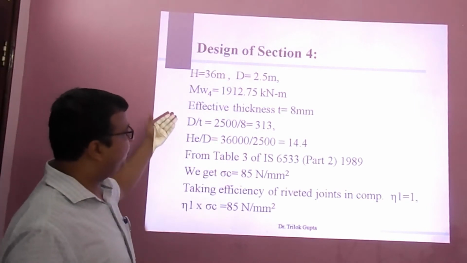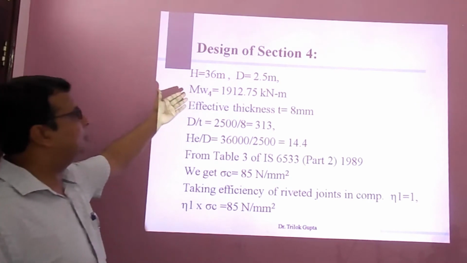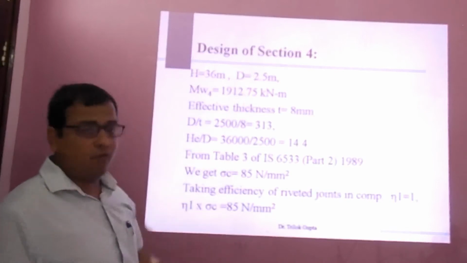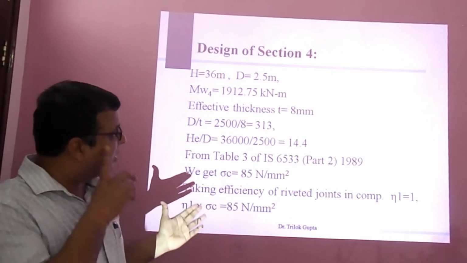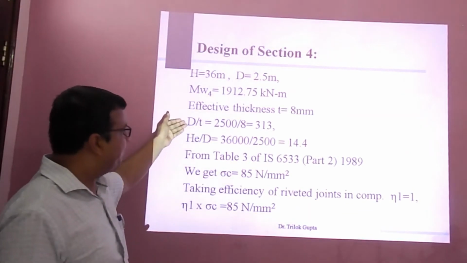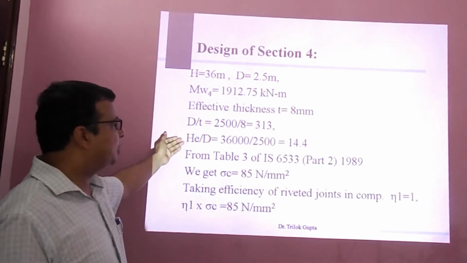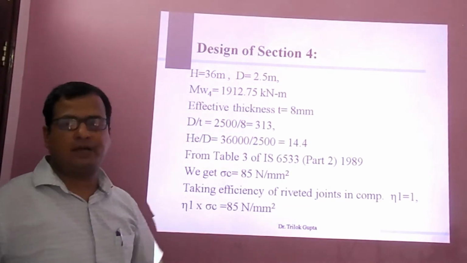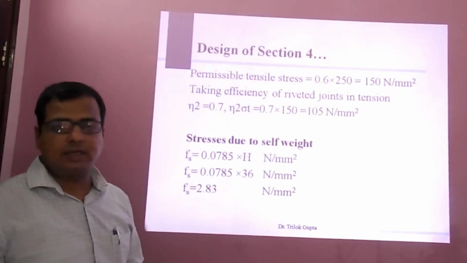Now for section 4, again height 36 meter, diameter remains the same, Mw is increasing to 1912.75 Newton meter, and effective thickness we have increased by 2 mm. Previously we had taken 6 mm, now in this section we have taken 8 mm. So d upon t will reduce to 313, h upon d 14.4. So from table 3, the permissible compressive stress is 85, and the permissible tensile stress is 105.